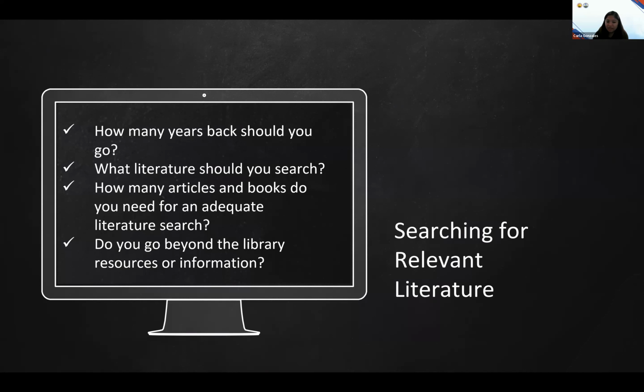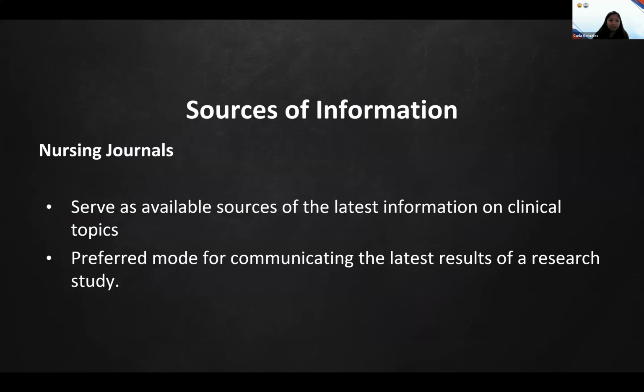But I will show you in the next slide what are those reliable sources of information. So number one, nursing journals. We have the Philippine Nurses Association journals, the American Heart Association journals. So those are reliable sources. They also provide the latest information, but some would require subscription.